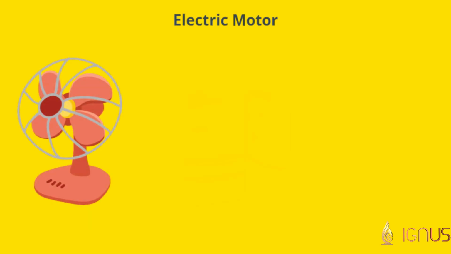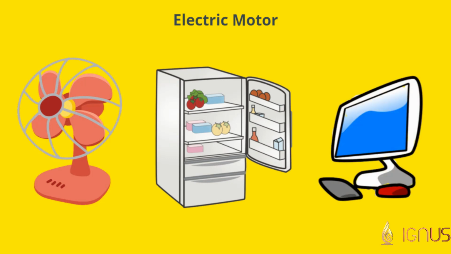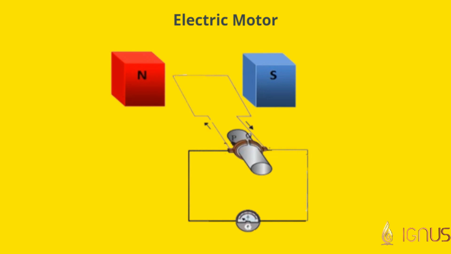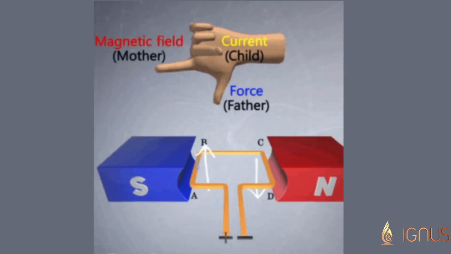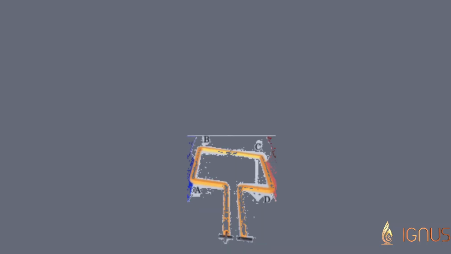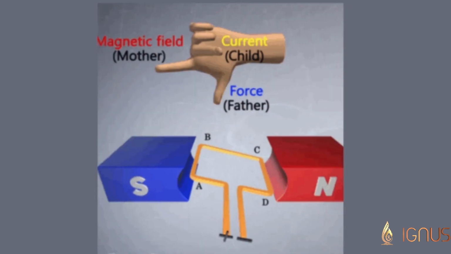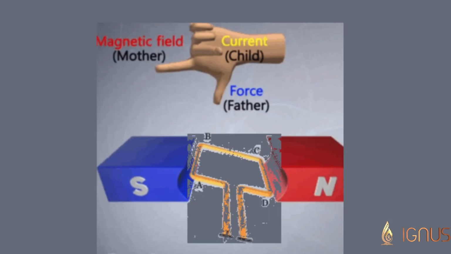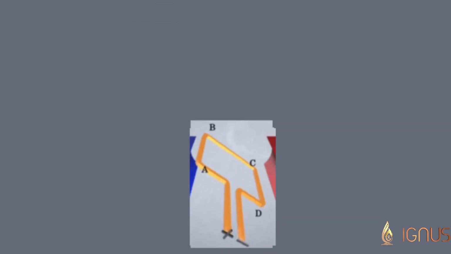They are important components in electric fan, refrigerators, computers, etc. It consists of magnet, rectangular coil and a battery. The current flowing through the parallel arms of the rectangular coil are opposite. Hence they experience forces in opposite direction which turns the coil. Using Fleming's left-hand rule, it's clear that arm CD will experience a force in downward direction while AB will have a force in the upward direction.